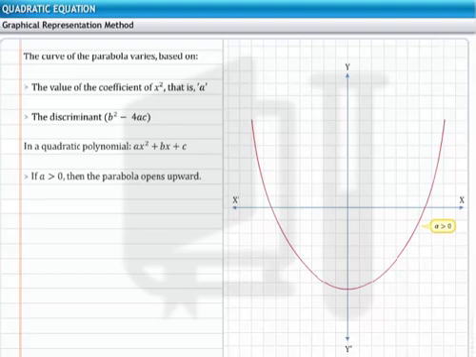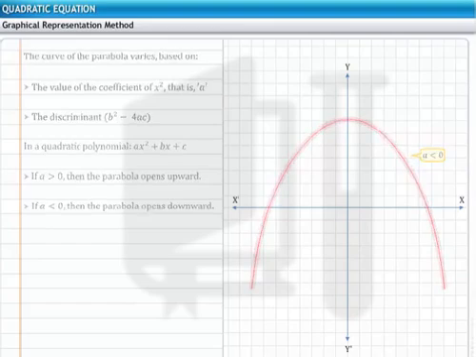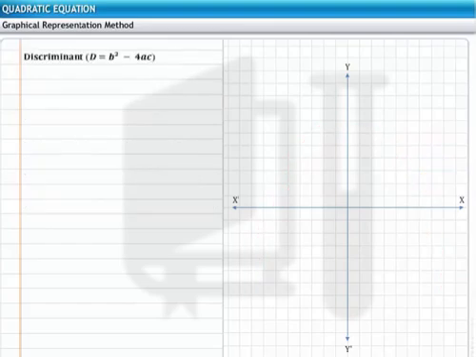If the value of a is greater than 0, then the parabola opens upward. If the value of a is less than 0, then the parabola opens downward.